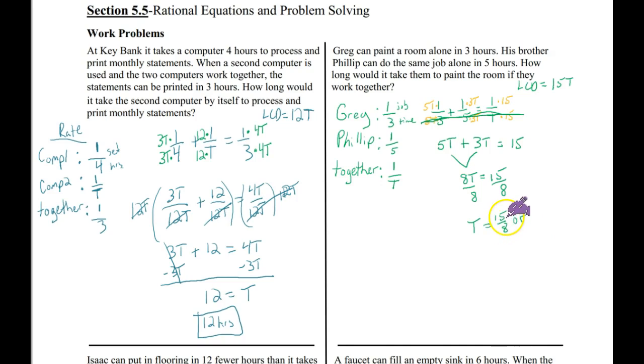8 goes into 15 one time with 7 left over. So 1 7/8 hours. Or we could even change that to a decimal by dividing. So if I divided, I would get 1.875 hours. So it just depends on what your question is asking and if there's anything in the directions that tell you how to leave your final answer. Let's look at the next problem.